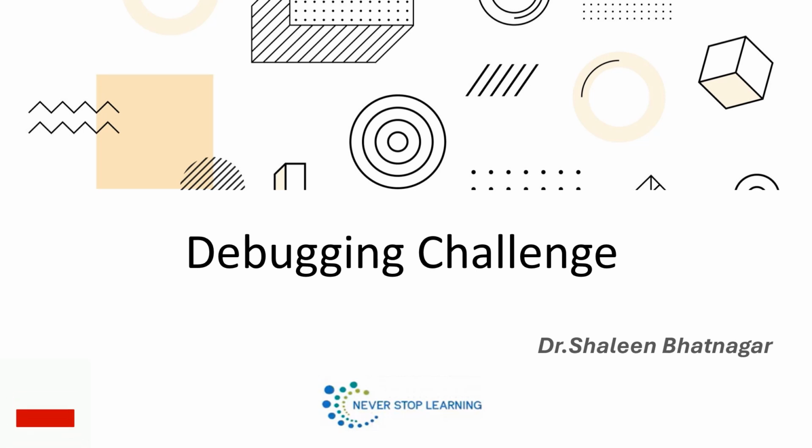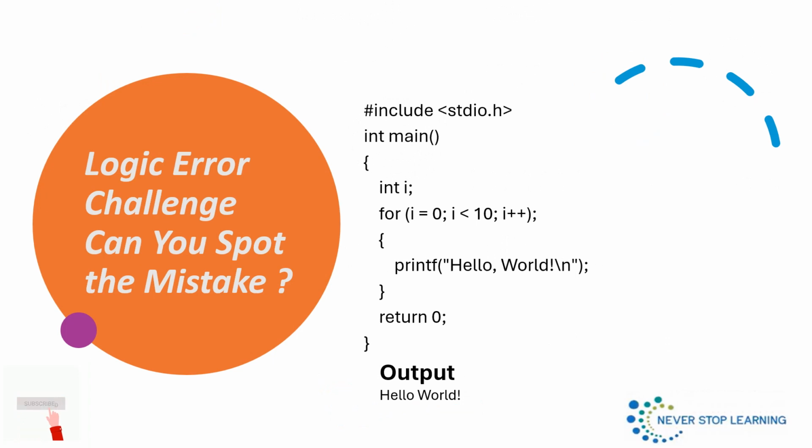We have got a piece of C code that's behaving not as expected, and your mission is to find out why. At first glance, this code looks like it should print hello world 10 times, but there's a twist. It only prints once. Can you spot the bug that's causing this? And your time starts now.